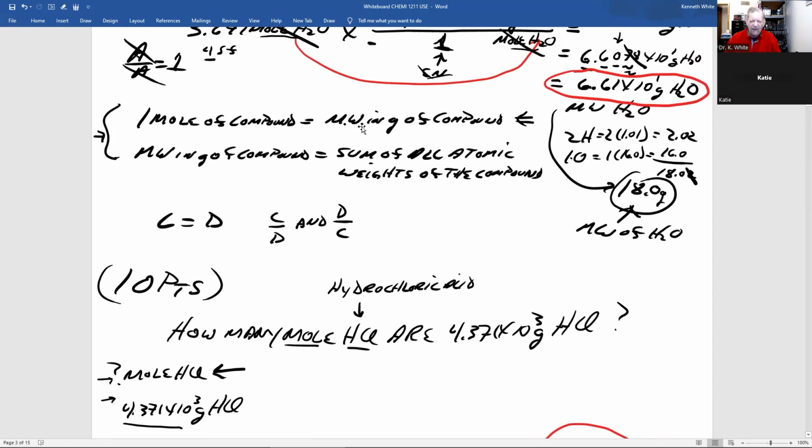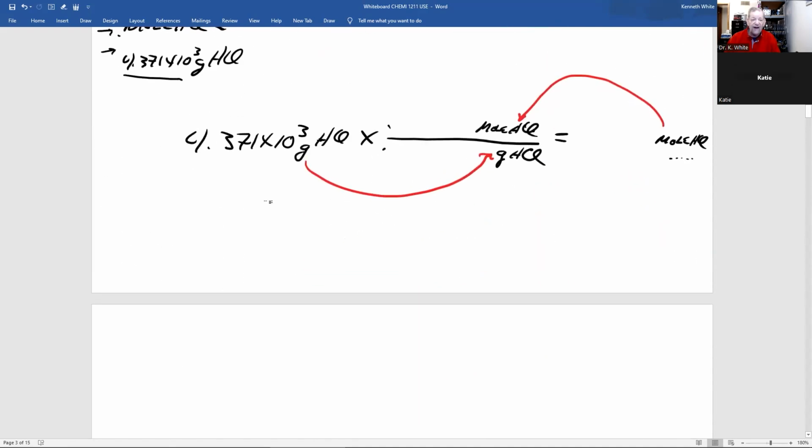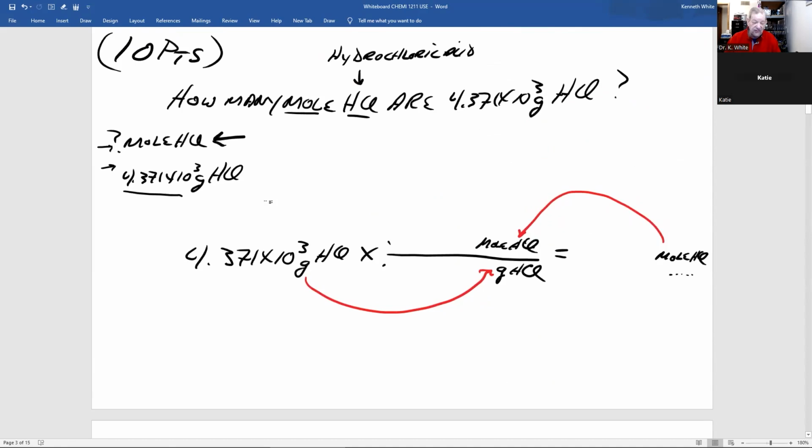1 mole of a compound equals the molecular weight of that compound in grams. The molecular weight, MW, in grams of a compound is the sum of all atomic weights of that compound. So I have to figure out, this is why it's 10 points, because it's a lot of work, what's the molecular weight of hydrochloric acid? Well, hydrochloric acid has 1 hydrogen, 1 chlorine. Well, where do we get those?